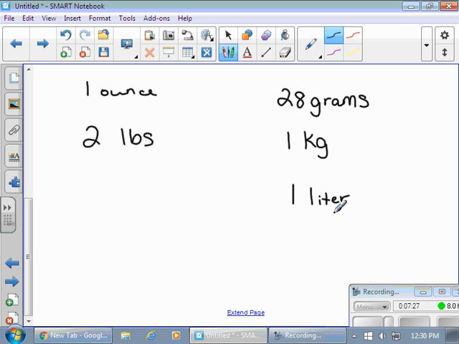And 32 degrees Fahrenheit is 0 degrees Celsius. Yeah, degrees is that little circle right there.